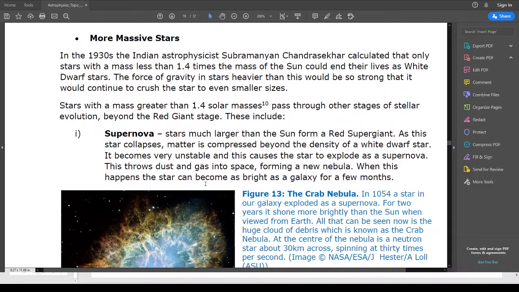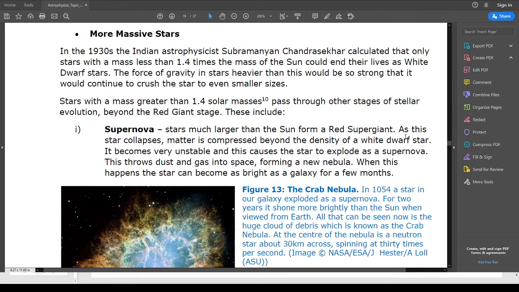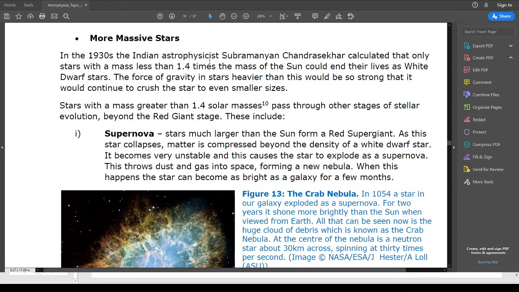Then what is a supernova? Stars much larger than the sun form a red supergiant, right? Oh, right. I did not read through this paragraph with you guys. I'll do it now. No worry. Is the connection all right? Yeah, the connection is all right.